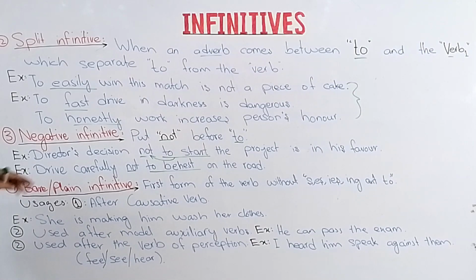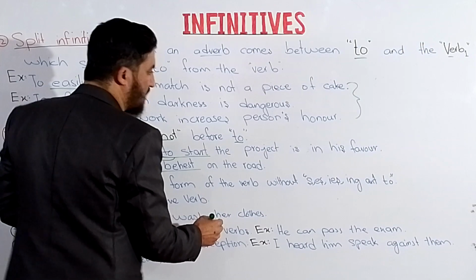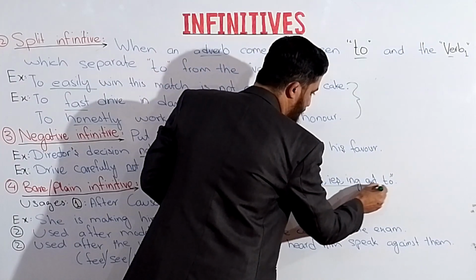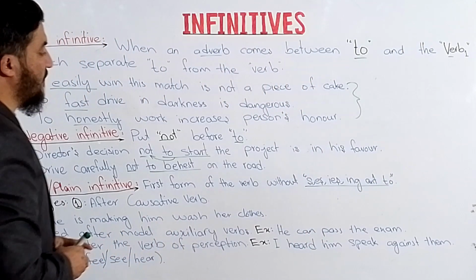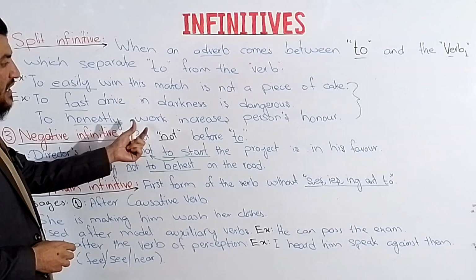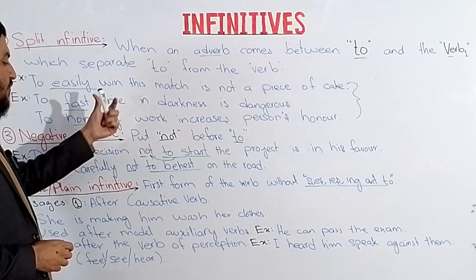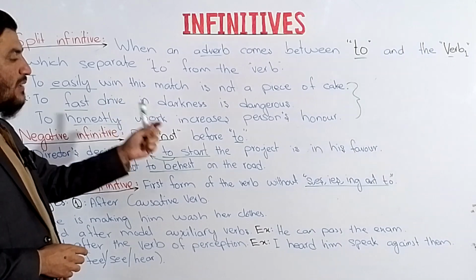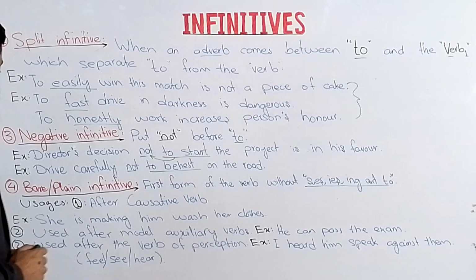Then comes the bare or plain infinitive. Whenever the first form of the verb comes without s, es, ing or to. Full infinitive वो था कि to plus first form of the verb, it becomes full infinitive. Whenever we remove to from the first form of the verb, it becomes bare infinitive.